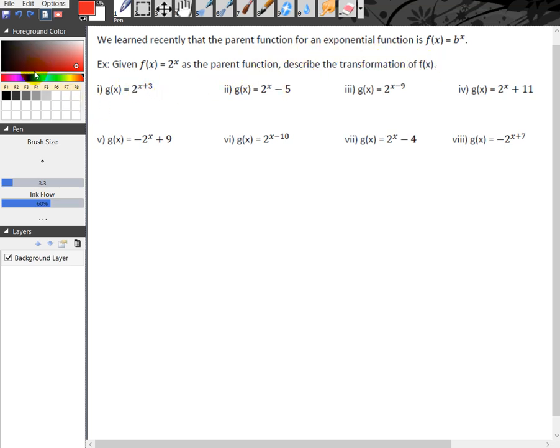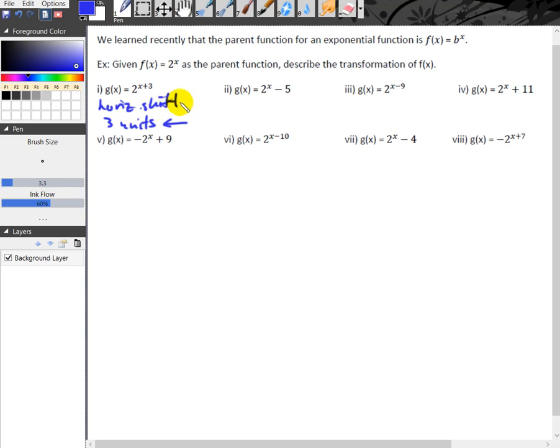Generally, what we have here is 2 raised to the x plus 3. Based on the rules that I showed you earlier, the plus 3 is going to indicate a shift to the left. So this is a horizontal shift, 3 units to the left. Let me go ahead and show you why that's true.